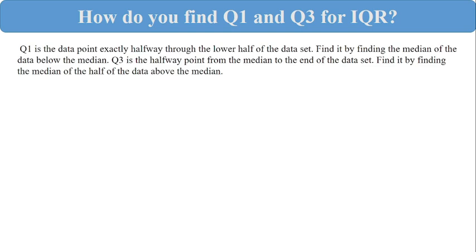Q1 is the data point exactly halfway through the lower half of the dataset. Find it by finding the median of the data below the median. Q3 is the halfway point from the median to the end of the dataset. Find it by finding the median of the half of the data above the median.